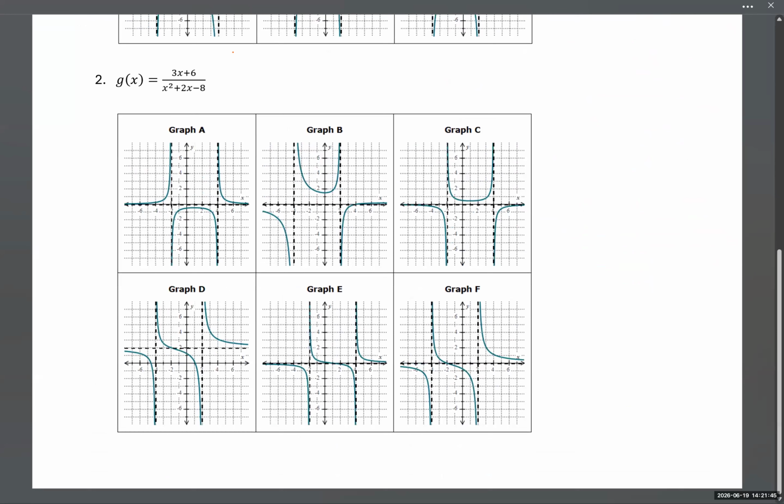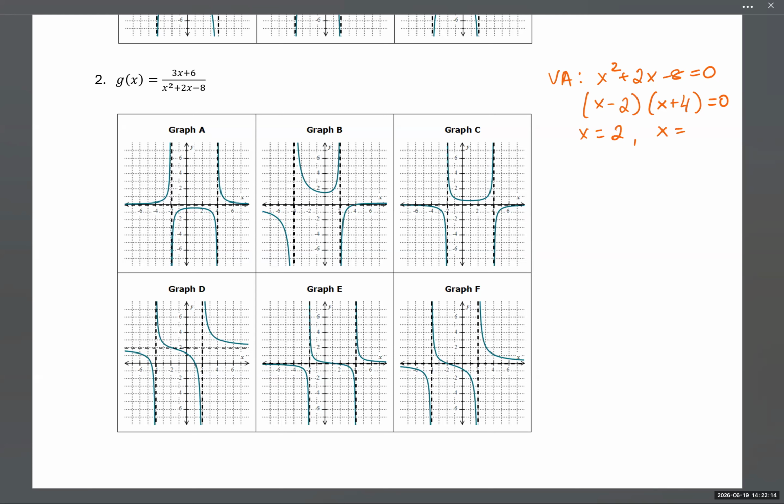Let's try it again. And we will start with vertical asymptotes. Take the denominator, x squared plus 2x minus 8 equals 0. So two numbers that multiply to -8 and add to 2. That would be 4 and 2, and we'll need 4 to be positive and 2 to be negative. So x equals 2, x equals -4. So the vertical asymptotes are at -4 and 2.